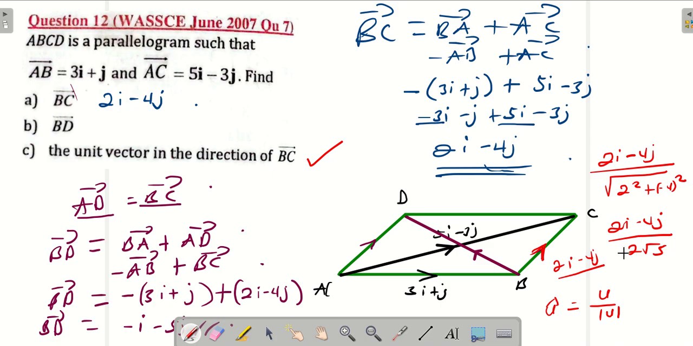Then the 2 cancels 2 and cancels 4. So we have i minus 2j all over root 5. And that is the answer. Are we okay? Please, those who don't understand, raise up your hands.